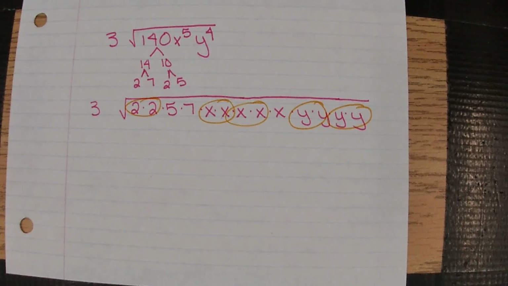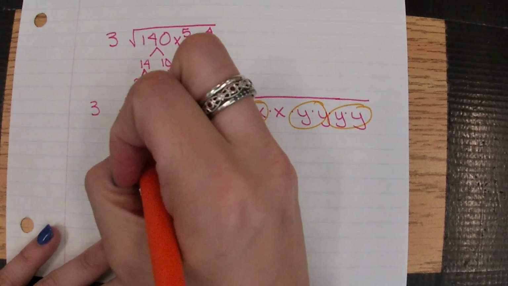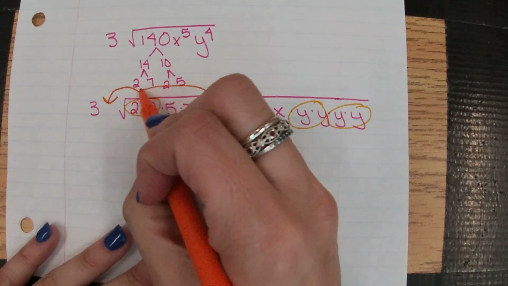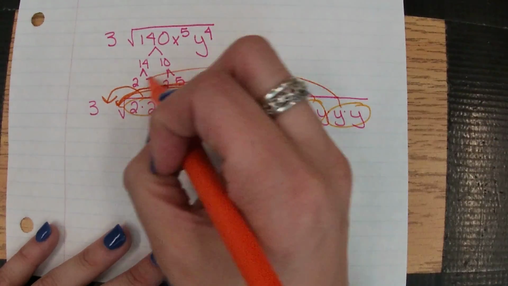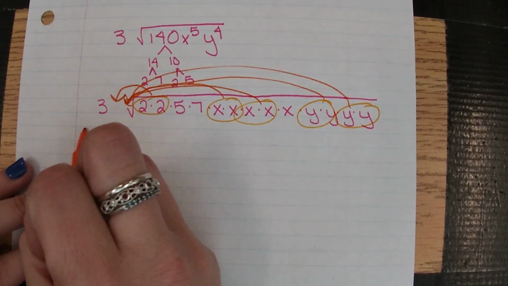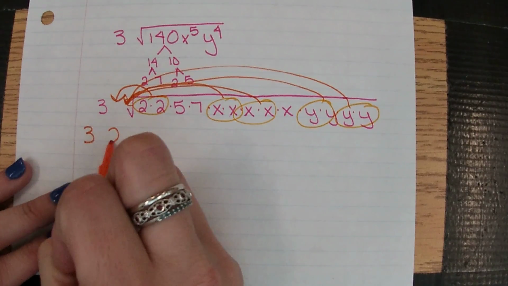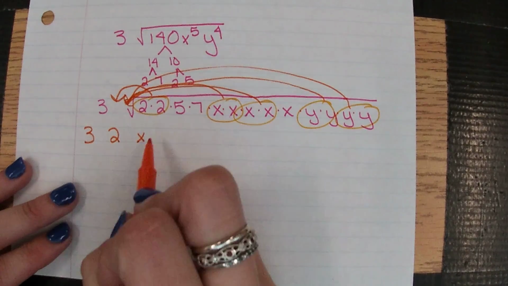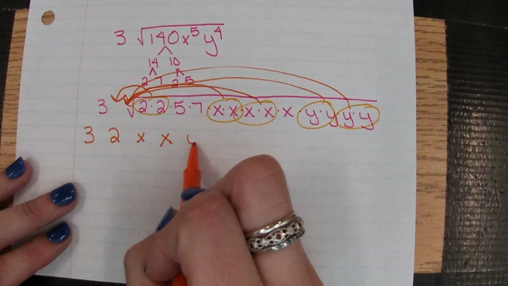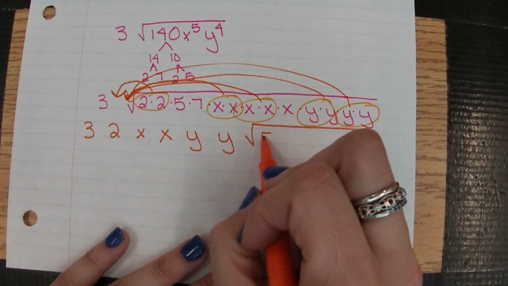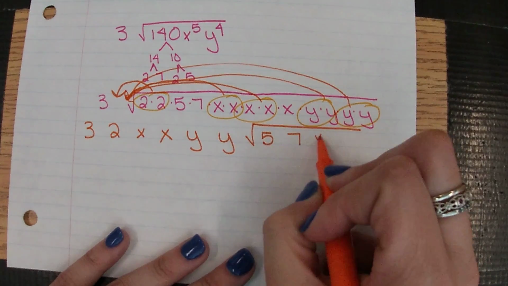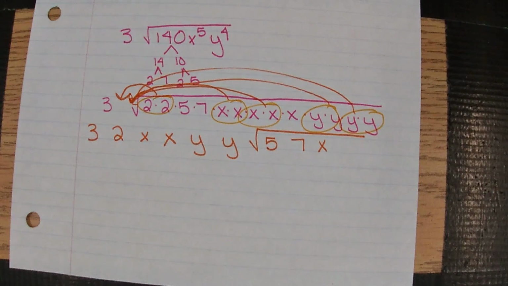Okay, and anything that I have a pair of, I'm going to pull out in front. So this is coming out in front. This is, right? Every single one of those. So I already had a 3 in front, a 2's coming out, an X is coming out, an X is, a Y is, and a Y is. And left over inside, I have a 5, a 7, and an X.